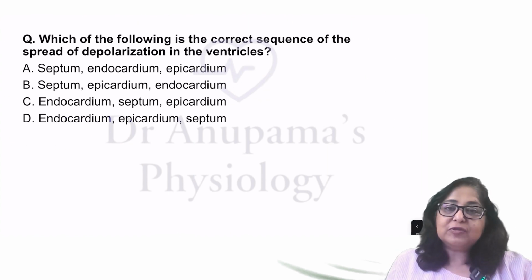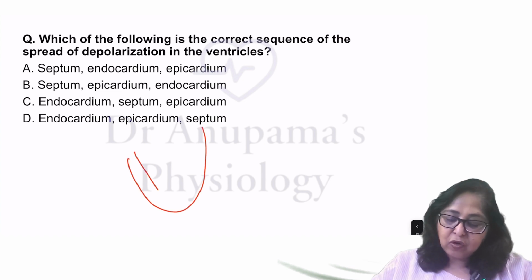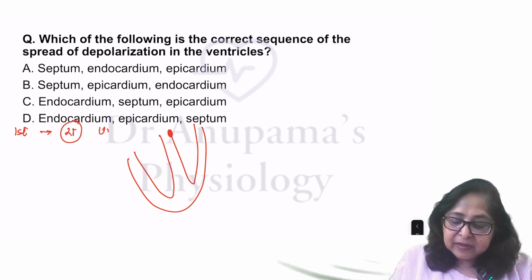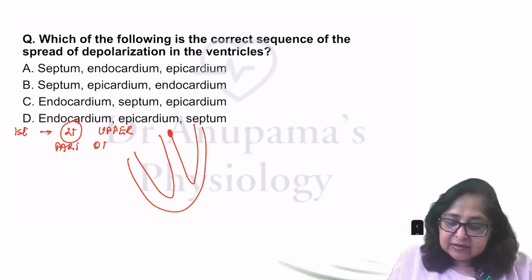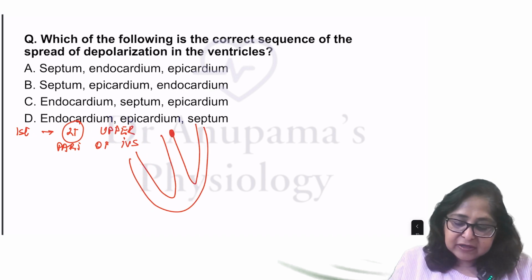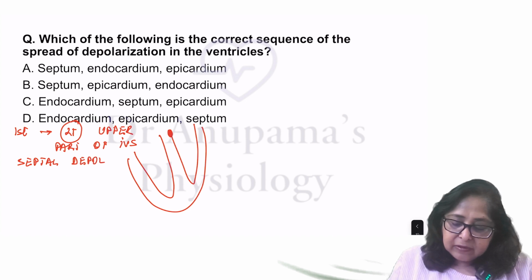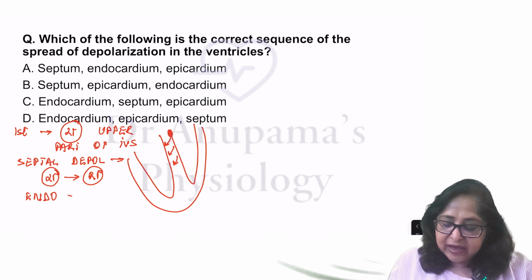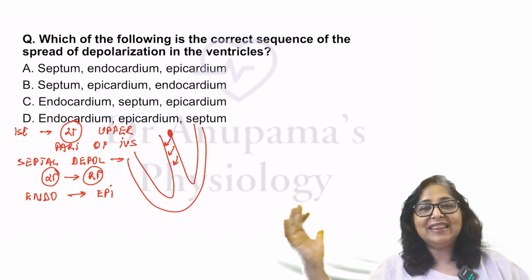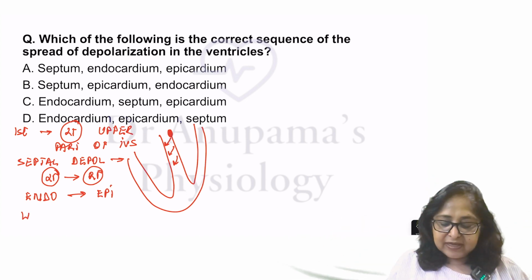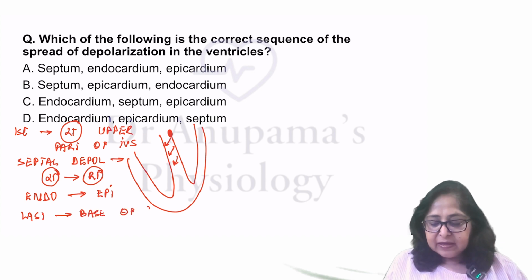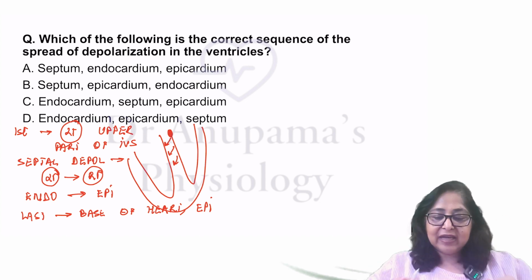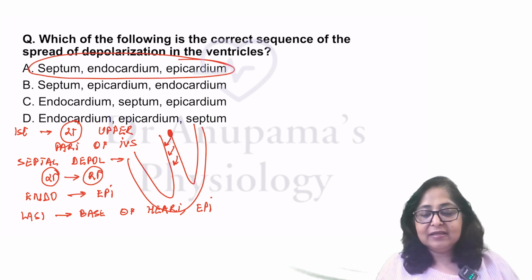Which of the following is the correct sequence of spread of depolarization in the ventricles? The first part of the ventricle to depolarize is the left upper part of the interventricular septum. Septal depolarization is left to right, and then endo to epicardium. First the endocardial surfaces will depolarize, and then the epicardial surfaces. The last to depolarize is the base of the heart, again the epicardium. So the correct sequence is first the septum, then the endocardium, and then the epicardium. This is the spread of ventricular depolarization.